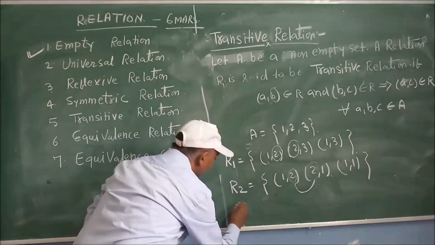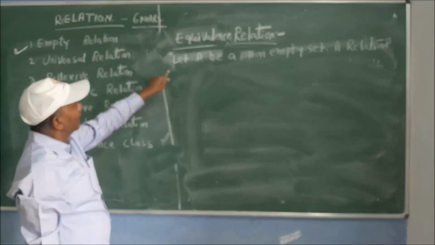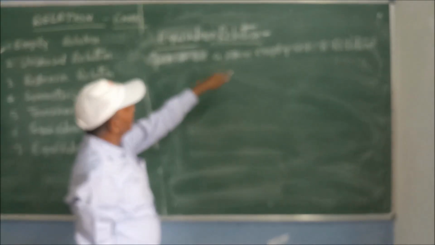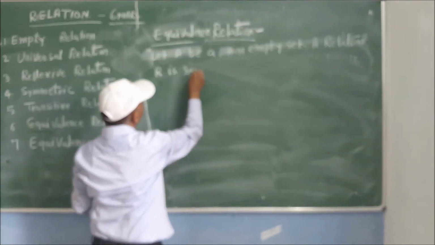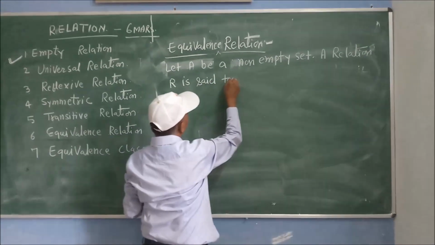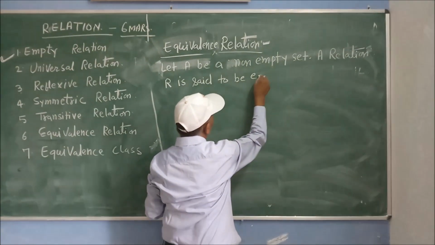Again, next is another one, equivalence relation. Let A be a non-empty set. A relation R is said to be an equivalence relation.